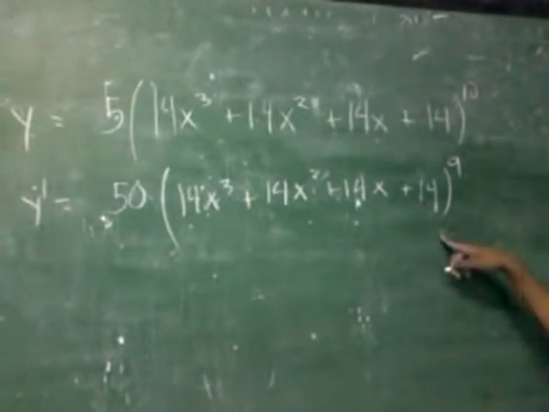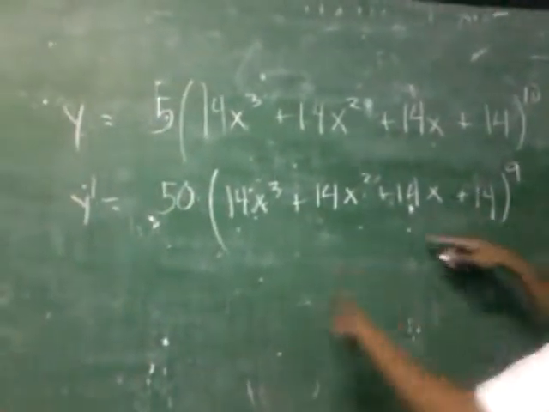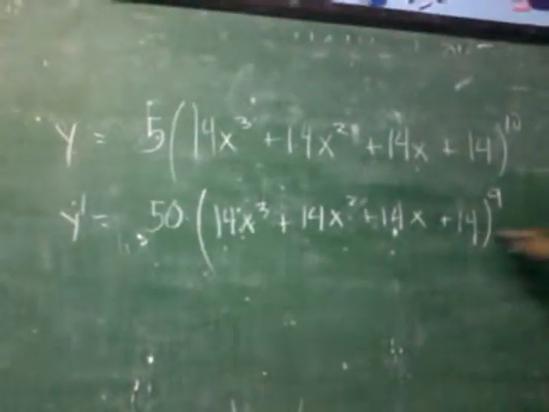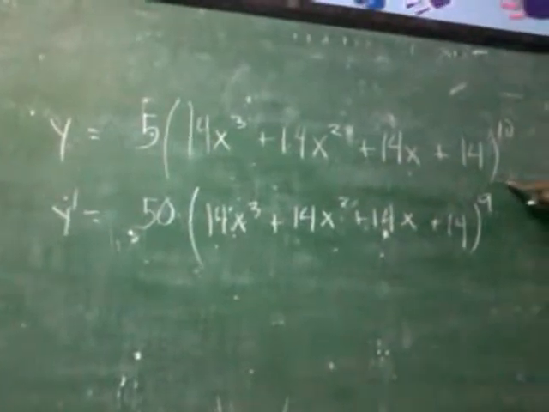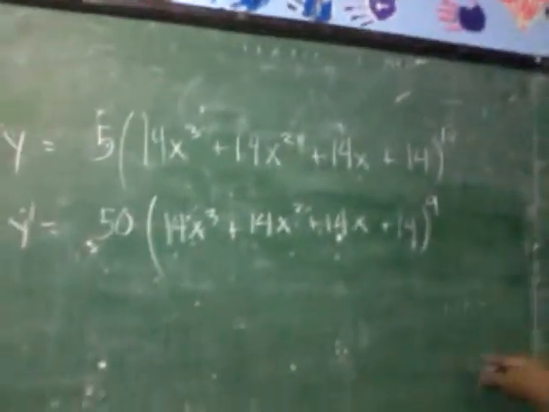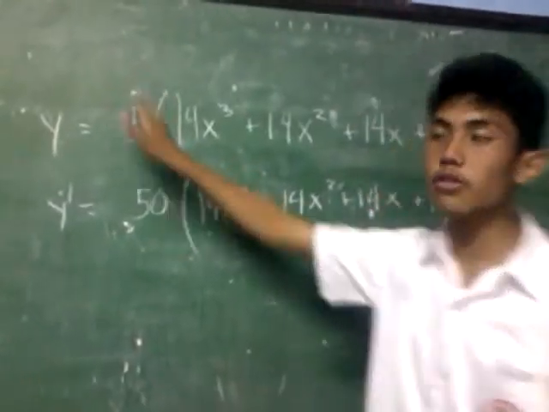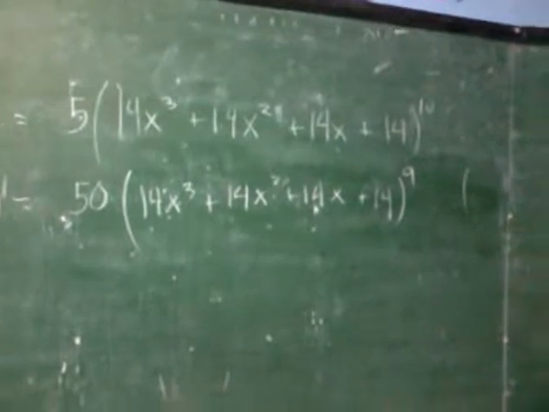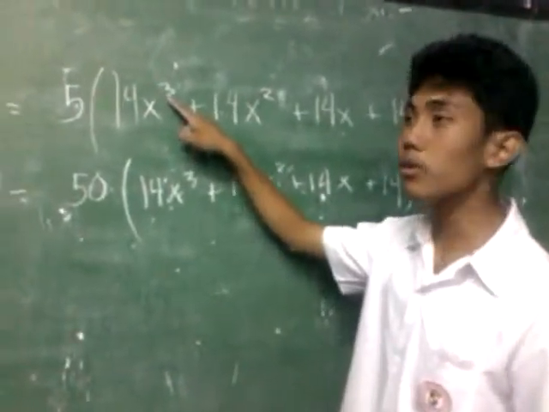Is it finished? No, it's not. We're going to find the other part. How to get the other? You get the derivative of the value inside the parentheses. You disregard the exponent and the outside coefficient. So, what is the derivative of 14x cubed plus 14x squared plus 14x plus 14? We're going to apply the power rule. Any answers?